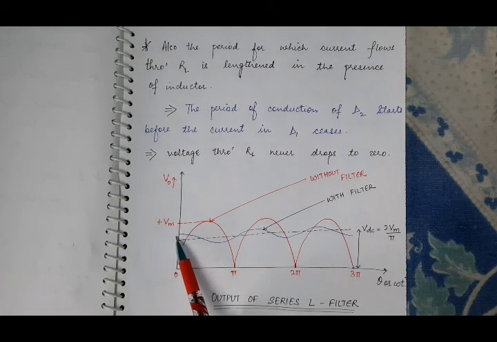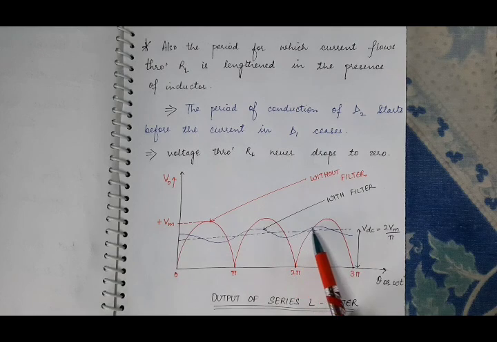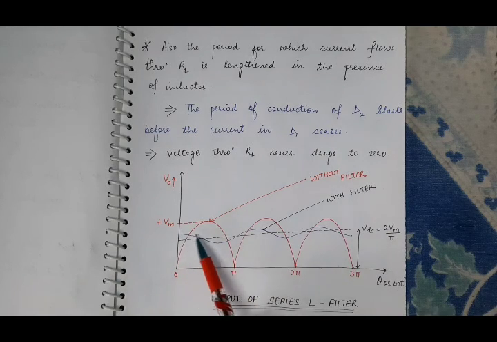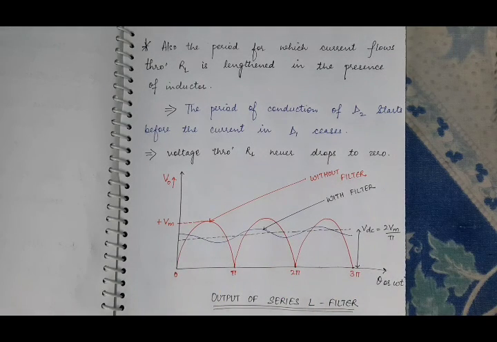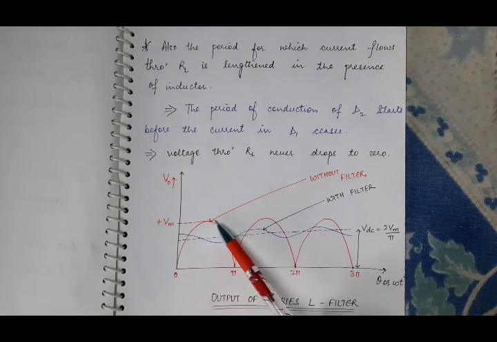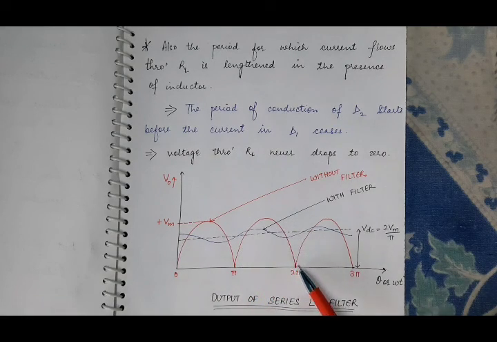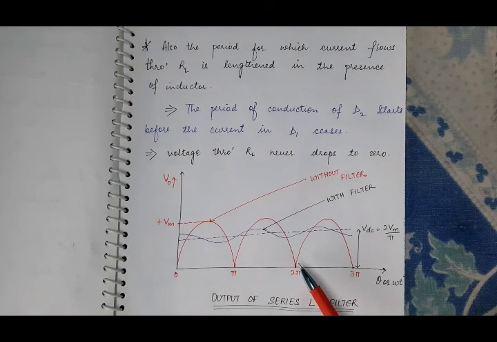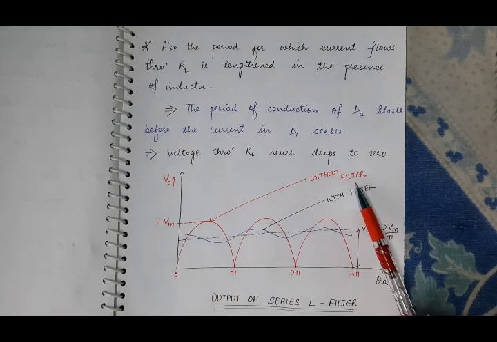As you can see, here is the output voltage, this blue one, the output voltage with inductor filter, and it never approaches 0. It is always non-zero because of the presence of the inductor, since the period of conduction of D2 always starts before the current in D1 stops. So this is the output of the series L filter, and the curves shown with the red pen are the output curves of the full wave rectifier without filter.